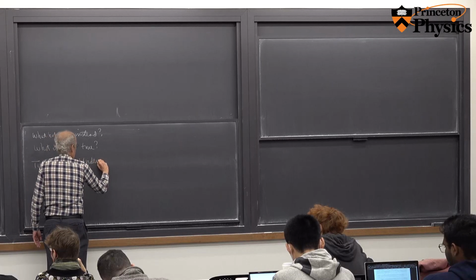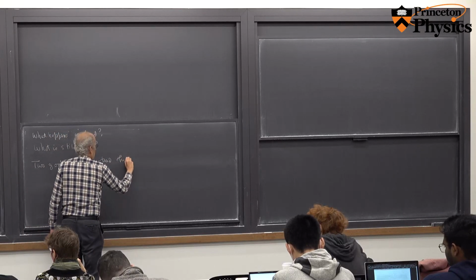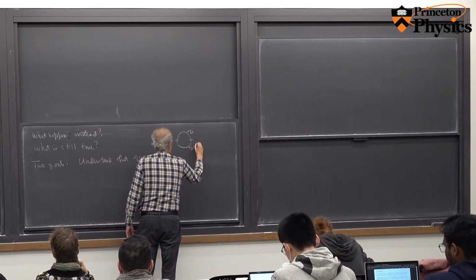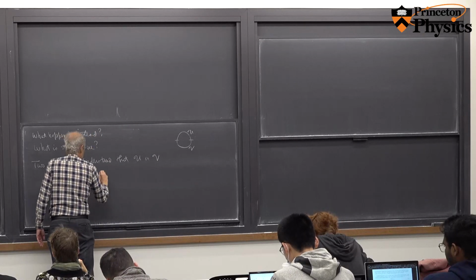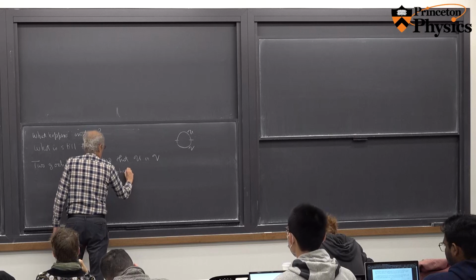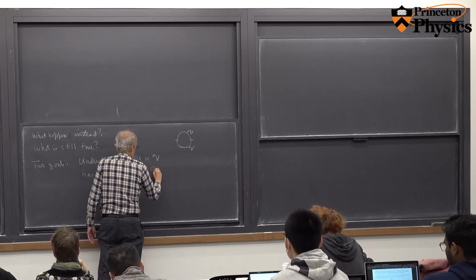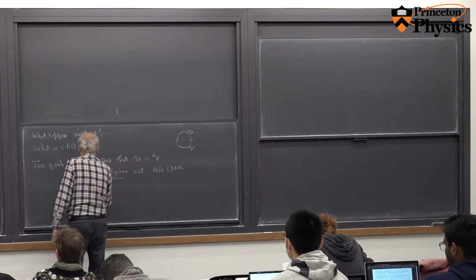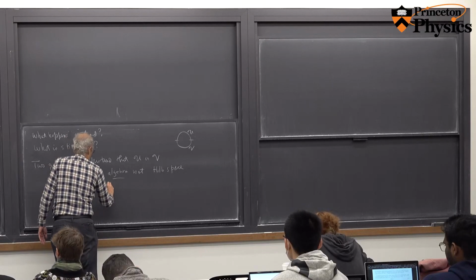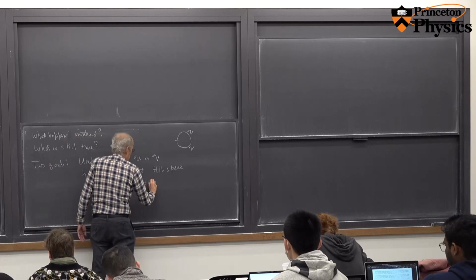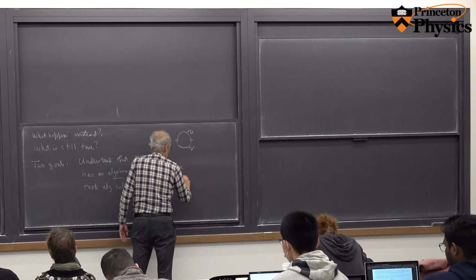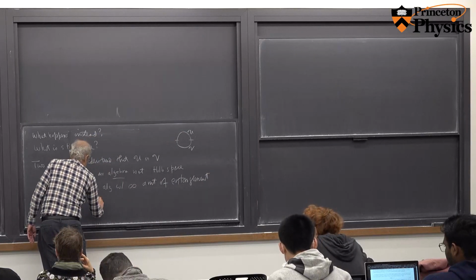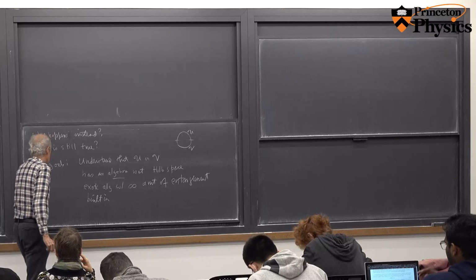One is to understand that region U or V in this decomposition has an algebra, not a Hilbert space, and this is an exotic algebra with an infinite amount of entanglement built in. That's one goal.